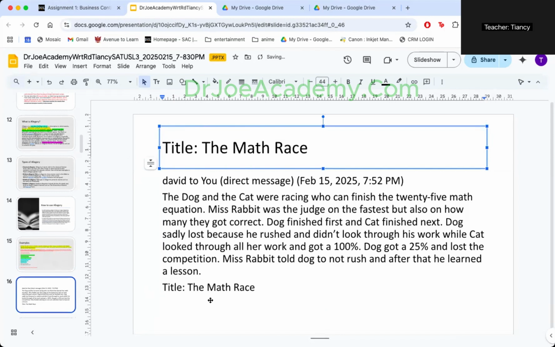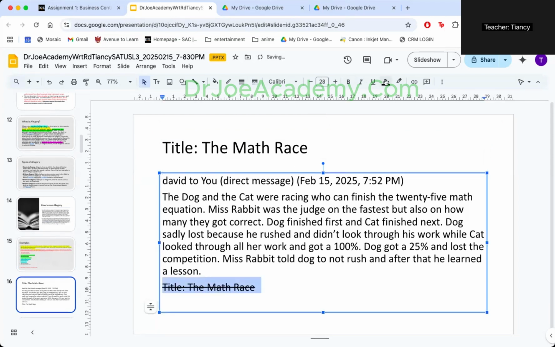All right. So the title is Math Race. Can you read that for me, David? The math race. The dog and the cat were racing who can finish the 25 math equation. Miss Rabbit was the judge on the fastest, but also on how many they got correct. Dog finished first and cat finished next. Dog sadly lost because he rushed and didn't look through his work, while cat looked through all her work and got a 100%. Dog got a 25% and lost the competition. Miss Rabbit told Dog to not rush, and after that he learned a lesson.